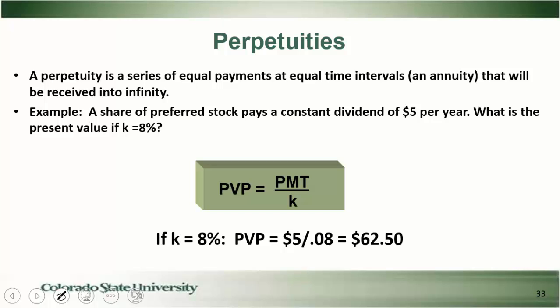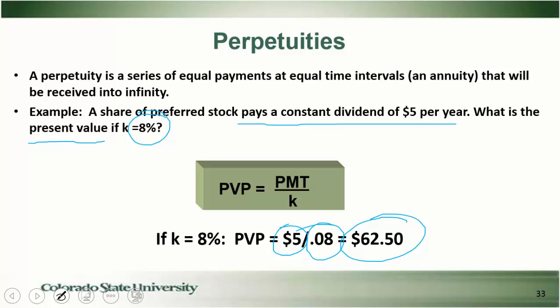The question here is, if a share of preferred stock pays a constant dividend of $5 a year, what is the present value? Or another way of saying it, what is it worth? What is it worth today? Well, the answer very simply, as you can see here, is $62.50. The $5 divided by the 8% required return.